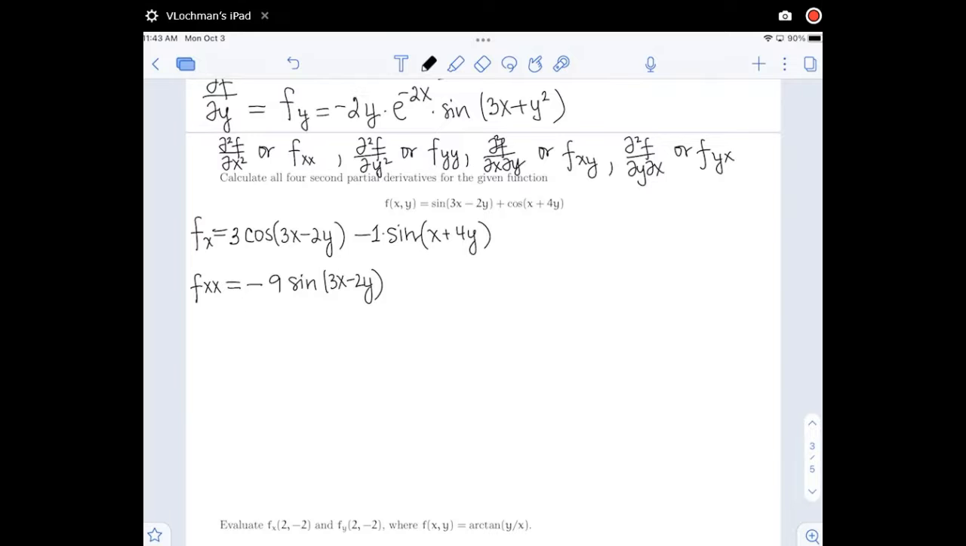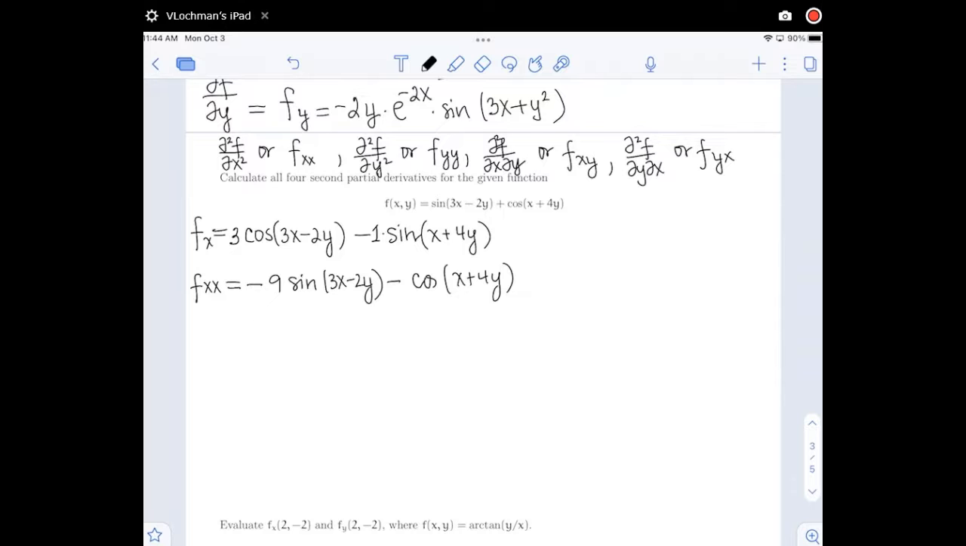Okay. Then what happens here? The derivative of sine is cosine x plus 4y. The derivative of the inside is 1, so 1 times 1, that doesn't change the coefficient. Okay, so that's going to be our second derivative with respect to x.